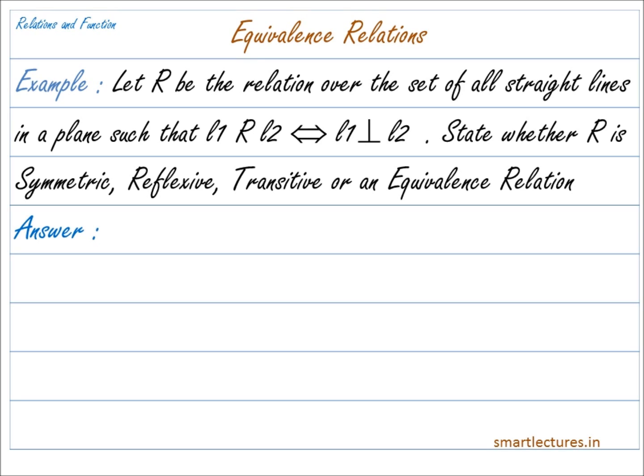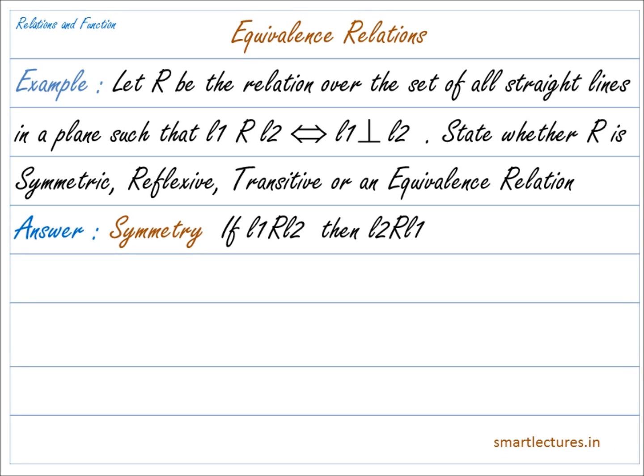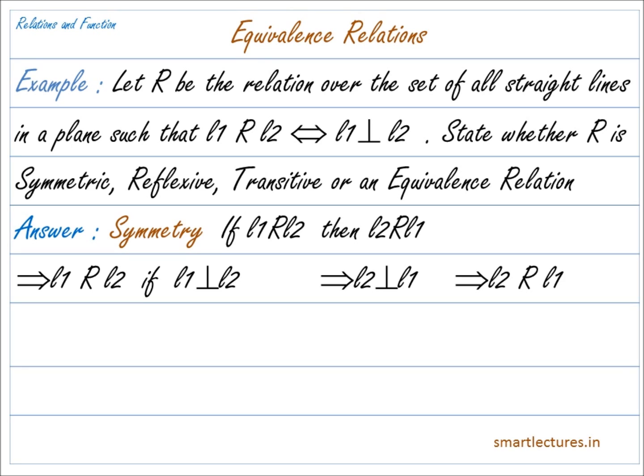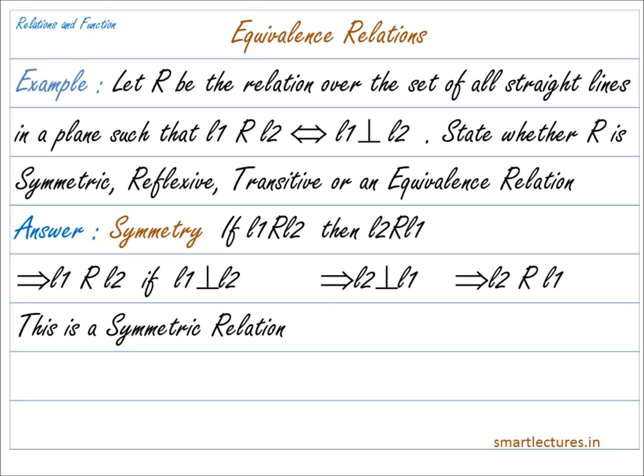Now let's first check it for symmetric. Now this relation will be symmetric if L1 is related to L2, then L2 is also related to L1. Now L1 is related to L2 only when L1 is perpendicular to L2. Now if L1 is perpendicular to L2, that also means L2 is perpendicular to L1. So that means L2 is related to L1. So this is a symmetric relation.